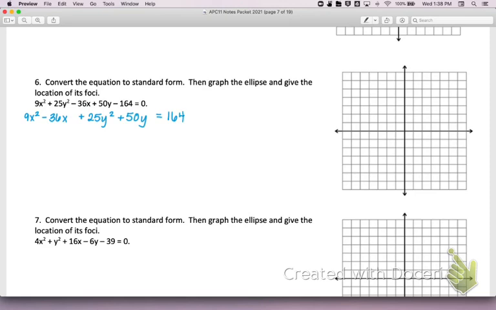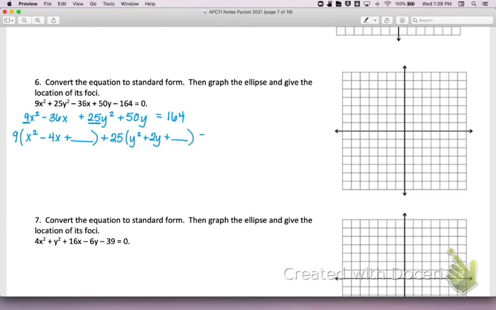Now, each of these has a common factor. It doesn't even matter if it's a common factor. If you end up with a fraction, then that's what you're going to have to do, because we have to divide out the coefficient of the squared because we have to get it to be 1. So this is where I'm going to put my blanks in. So I have 9 times x squared minus 4x plus blank. That's where we're going to complete the square. Plus 25 times y squared plus 2y plus blank.